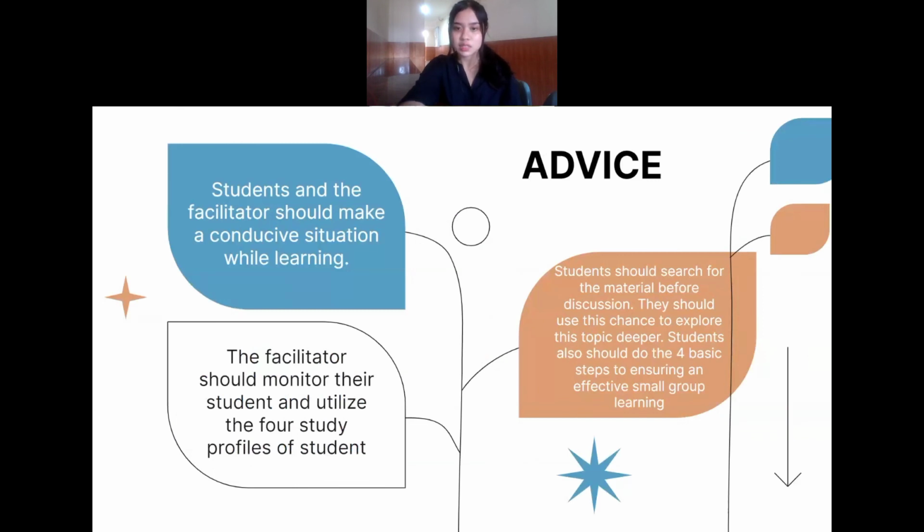The writer suggests that the students and facilitator should make a conducive situation while learning. So the students should search the material before discussion. They should use this chance to explore the topic. Students should do the 4 basic steps to ensure an effective small group learning. And the facilitator should monitor the students and utilize the 4 study profiles of students. That's the last material. I will give it back to the moderator.